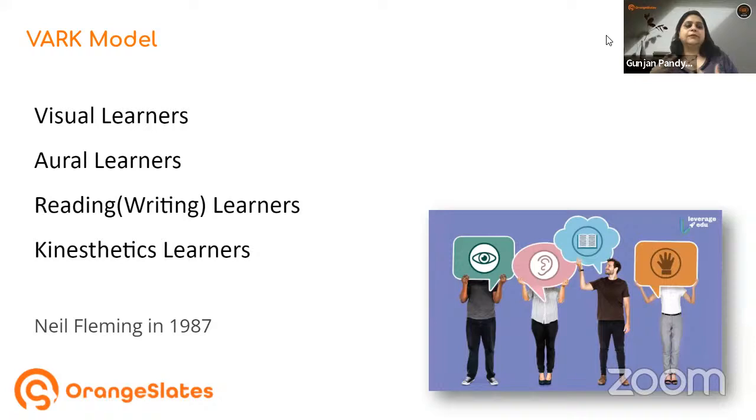So this was a model made by Neil Fleming in 1987. Obviously, he did not want to divide people into these boxes, because we learn multimodally. It's not possible that we learn only one way. And so what we did in the first exercise was visual learning. We did a memory test, but obviously in your classroom you don't do a memory test, but you show videos, you do concept maps.